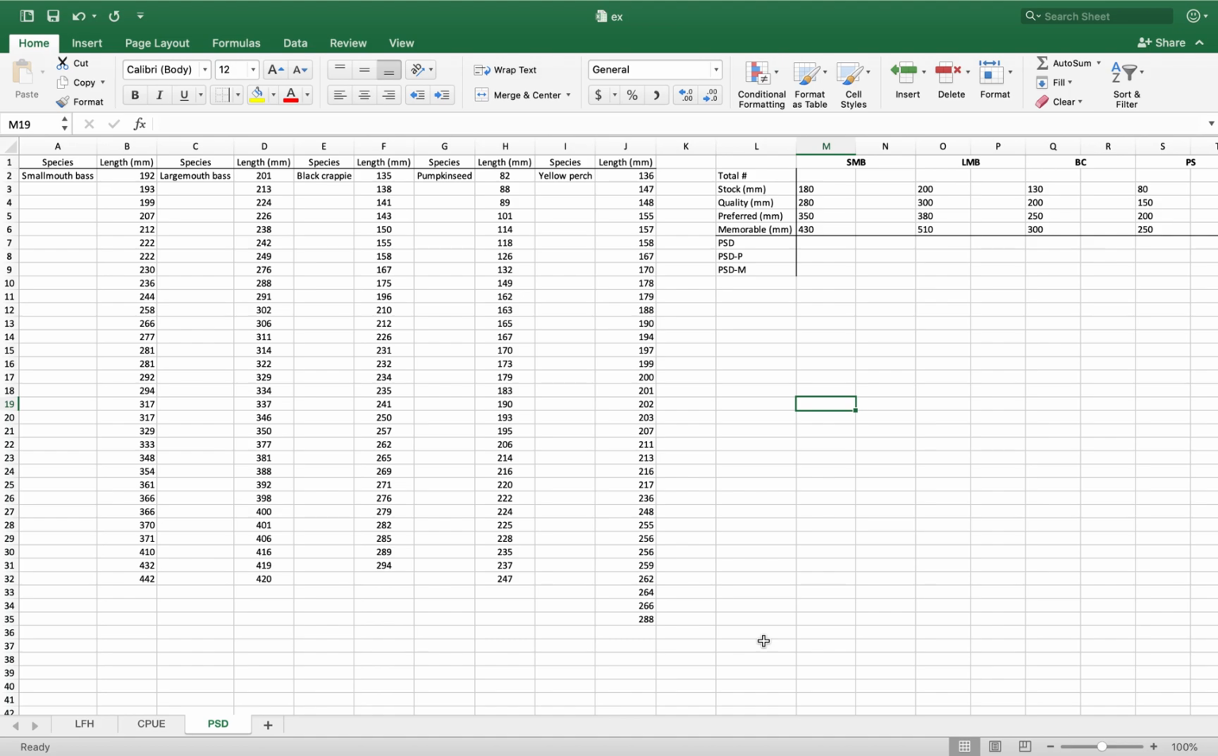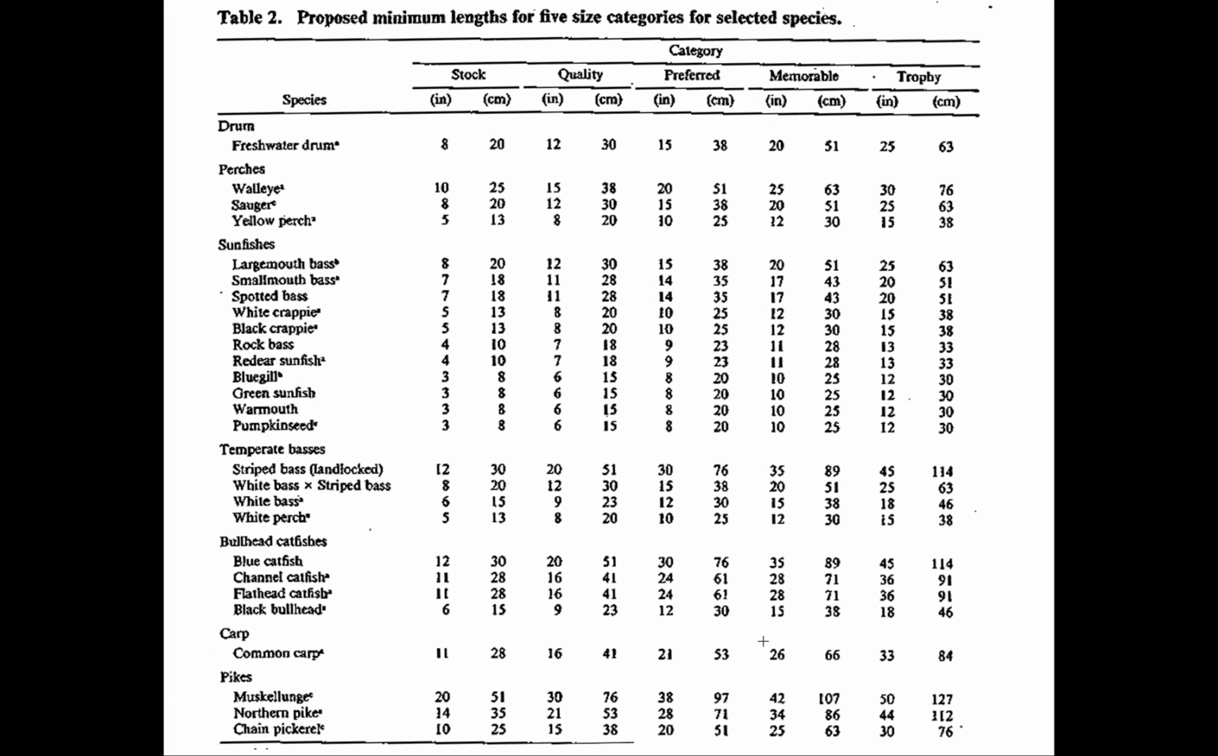There is a chart in your textbook, which you can see here. It's Table 2. These are Gabelhouse lengths. These are the lengths that are, I guess, preferred by anglers. They're put into these categories as you can see here. So you have stock, quality, preferred, memorable, and trophy. And that's where these game fish fall.